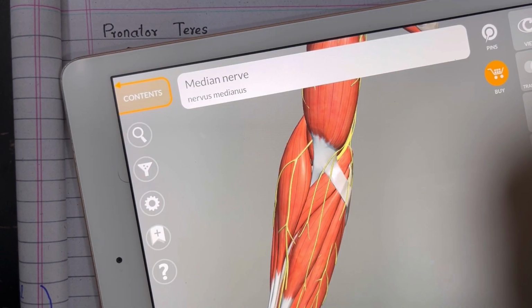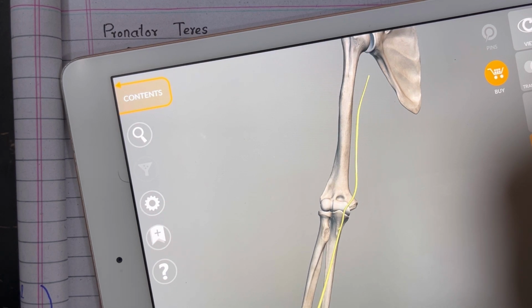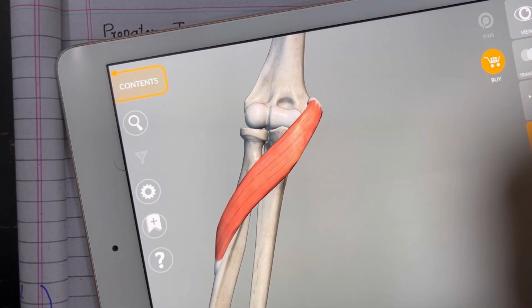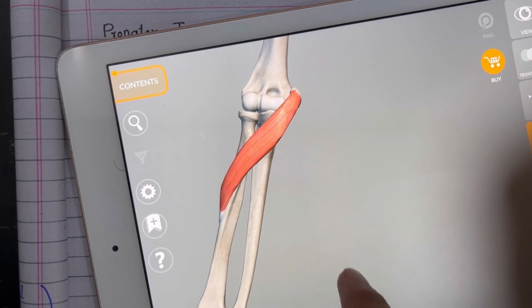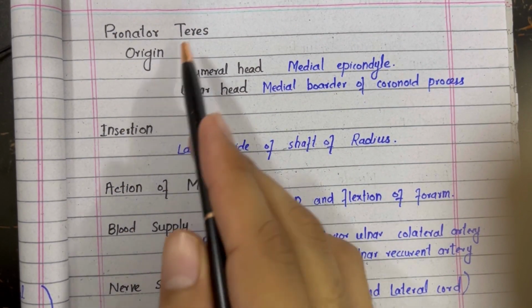Now student, the innervation of the pronator teres muscle: this muscle is innervated by the median nerve. This is the median nerve. Student, the median nerve arises from the medial and the lateral cord of the brachial plexus. Now student, the action of the pronator teres muscle is that it plays an important role in the pronation and the flexion of the forearm.